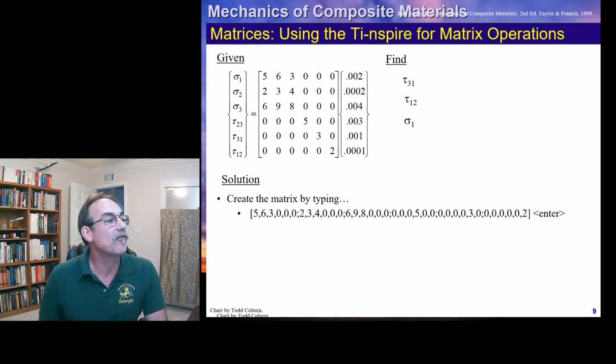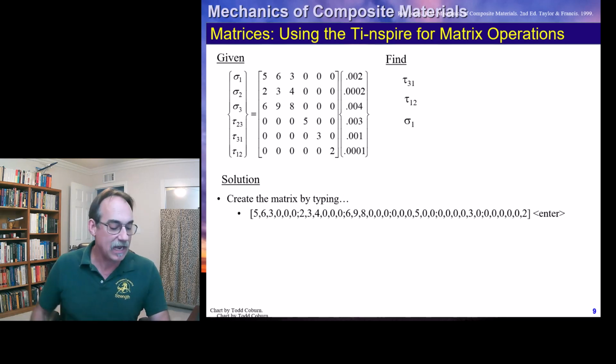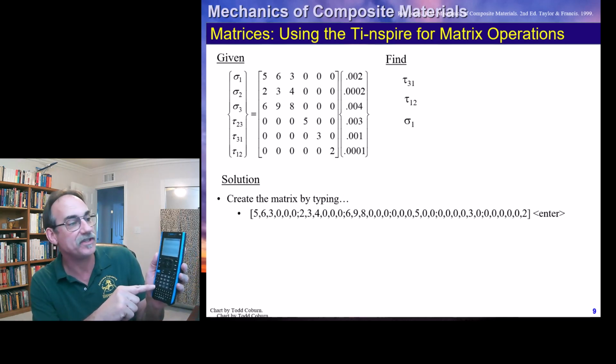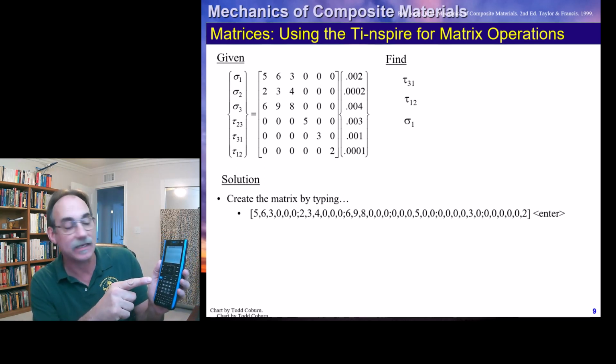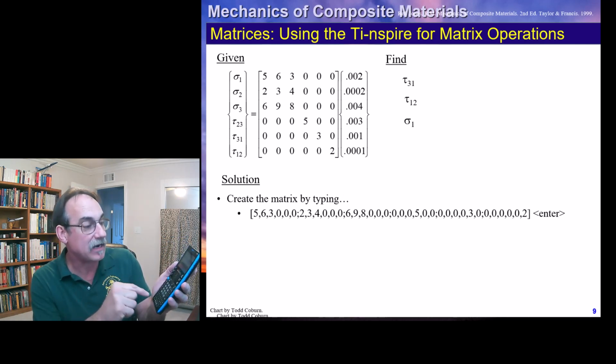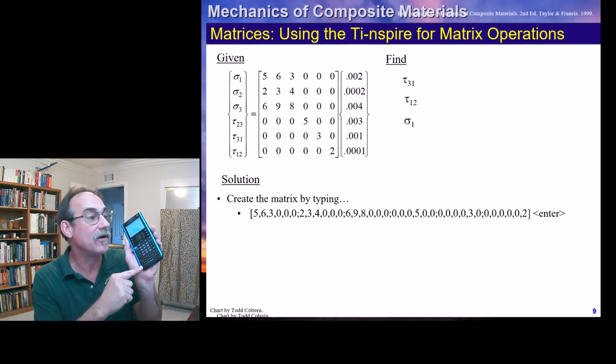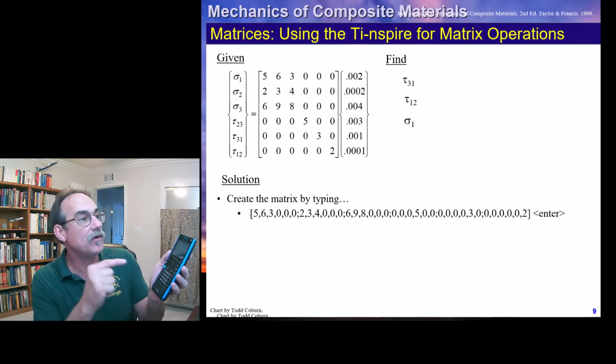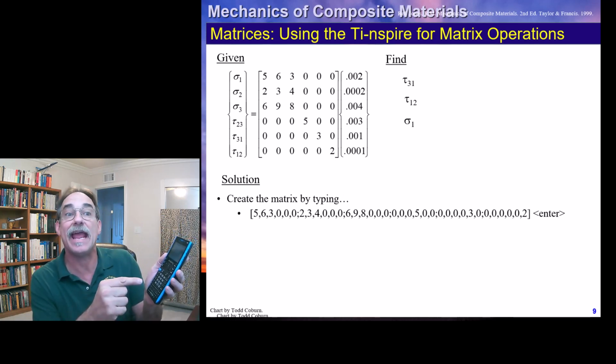So in this case, our first row is 5, 6, 3, 0, 0, 0, 0. So what we're going to do is hit our TI Inspire. You've got to hit Control and parenthesis in order to get that square bracket. And then you're going to put 5, the comma is right down here on the lower left, 6, 3, 0, 0, 0. That ends the first row.